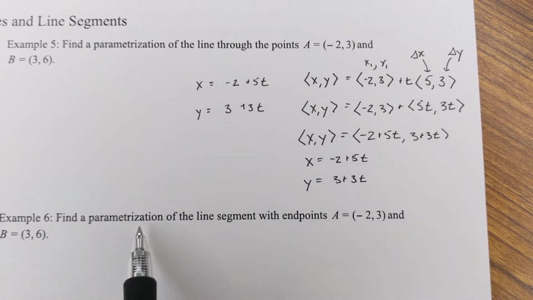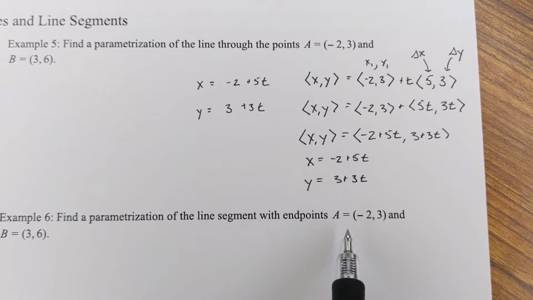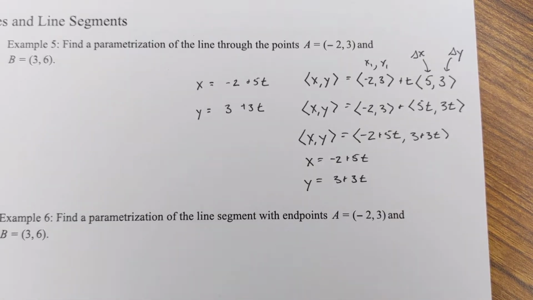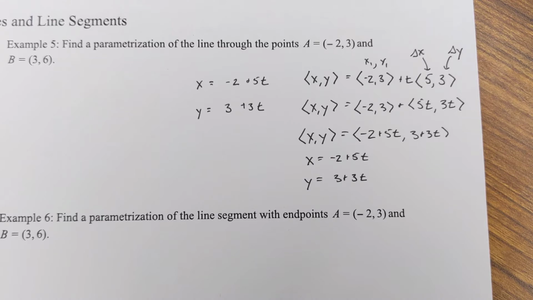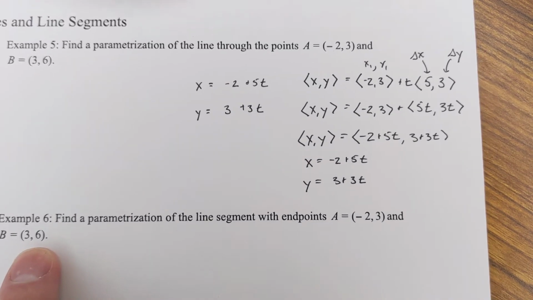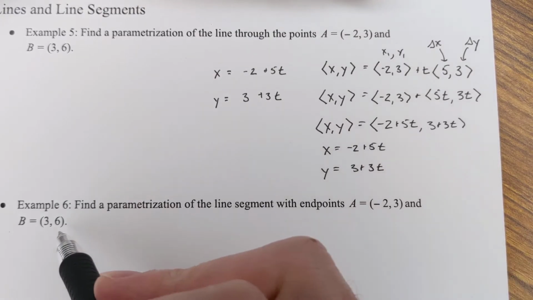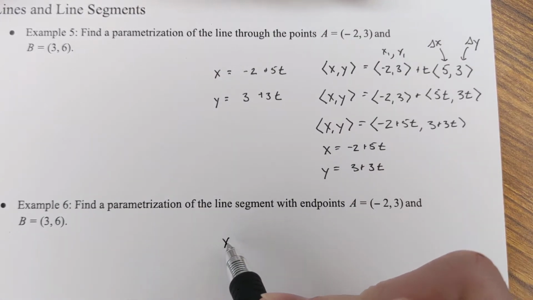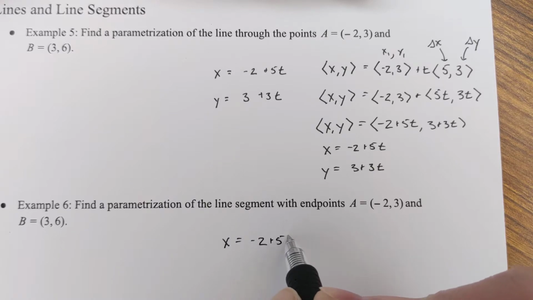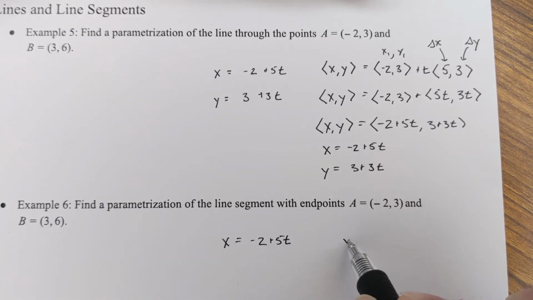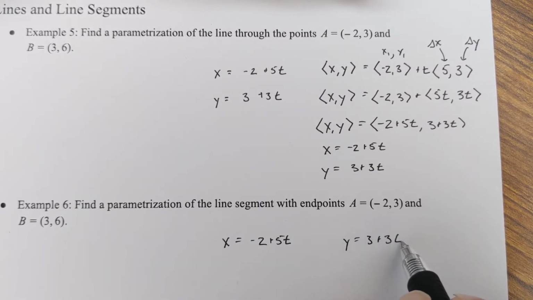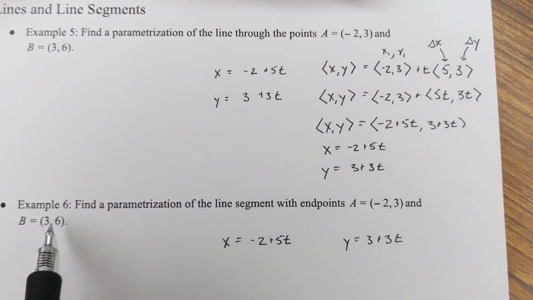All right, find the parameterization of the line segment with endpoints (-2, 3) and (3, 6). So what this is going to actually do is we're going to have to restrict our t values. Because I want to end at this point, I need to figure out what t gives me (3, 6). So if this is my x equation, and this is my y equation, I need to find the t values that get me to (3, 6).